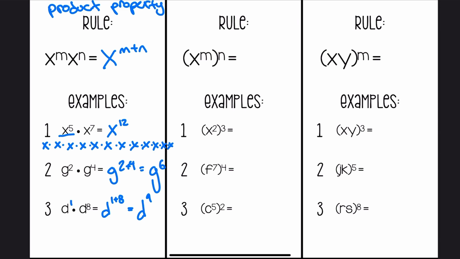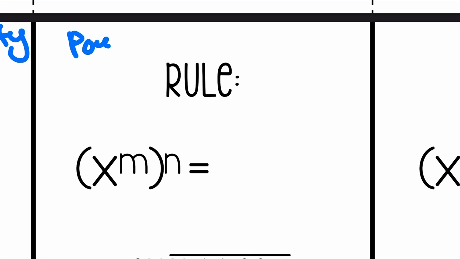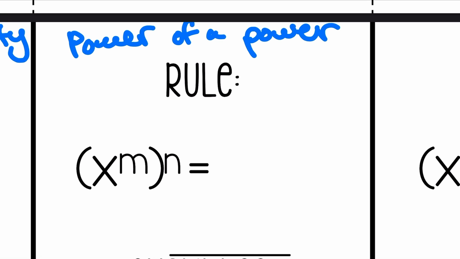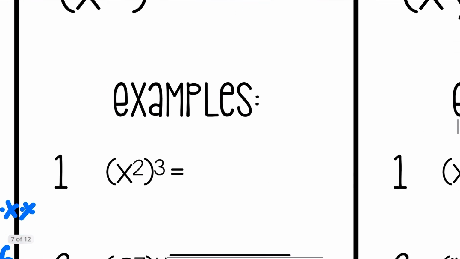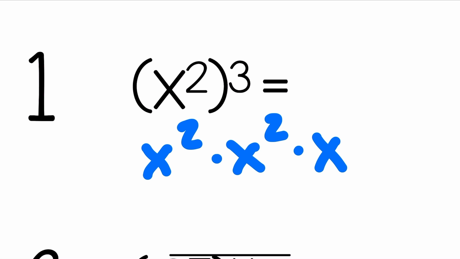Okay, so let's move on to the next one. That is going to be the power of a power property. Once again, I'm just going to start out by expanding this. We have x to the second power, and then we put that to the third power. So what we could do is take everything on the inside and do 3 copies of that. So we've got x squared times x squared times x squared.